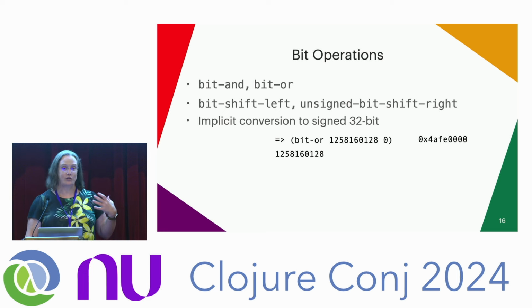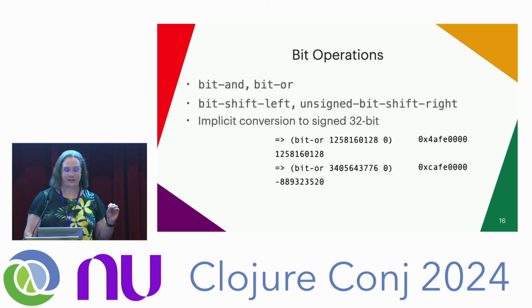Well, let's say I do an OR with 0. That should give me back my same number, right? And for a number that stays within 31 bits, that's what I see. But if I use that top 32nd bit, suddenly the number isn't the same, it's negative. And that's because all numbers in JavaScript are signed.